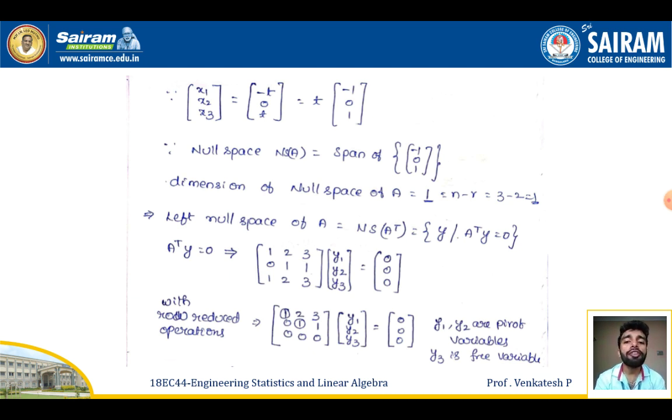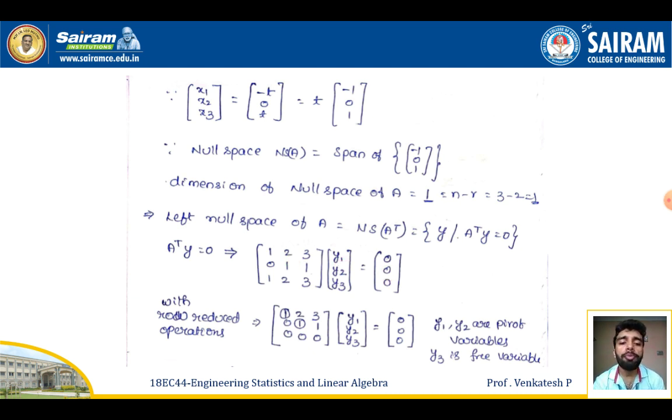Next is the left null space of A. So the left null space of A will be equal to the null space of A transpose. So I'll be finding the value of Y from the equation A transpose times Y is equal to 0. Take the A transpose matrix with a Y column matrix equal to the 0 matrix.